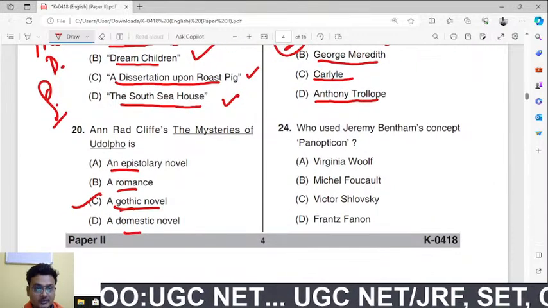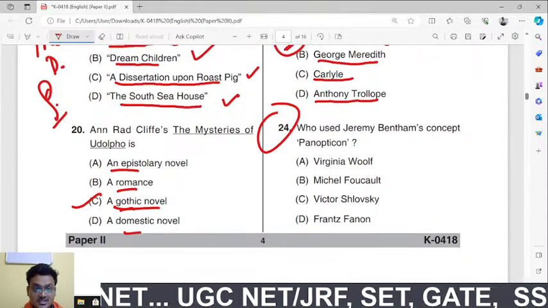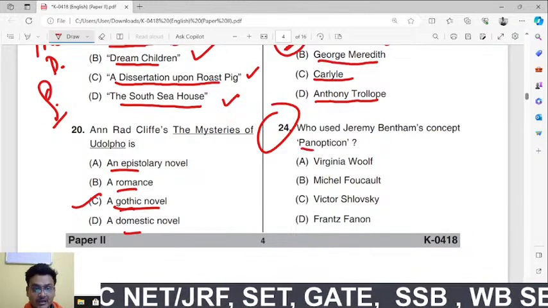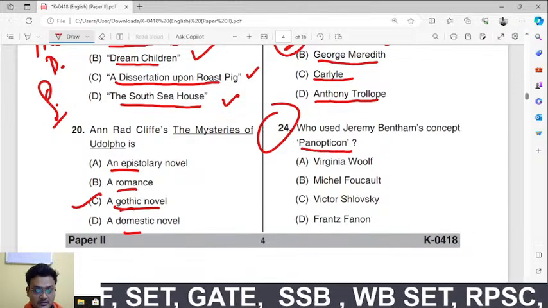Now, this is an important thing. Who used Jeremy Bentham's concept of the panopticon?